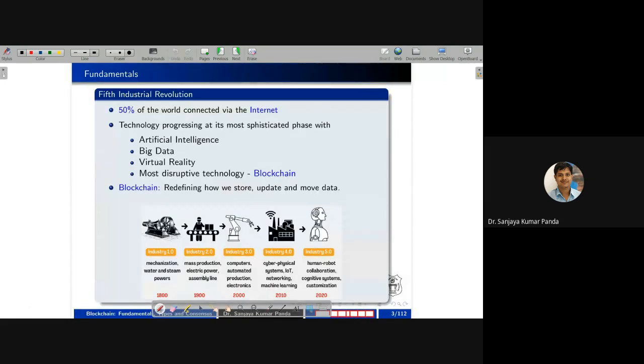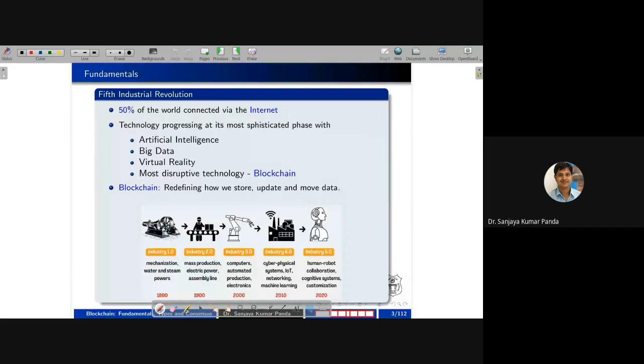Now, coming to the fundamental part, first we will discuss the industrial revolution, starting from 1.0 to what we are talking about now, 5.0. In industry 1.0, there was no electricity. Power was generated from hydropower, or machines worked with the help of water. In the manufacturing sector, production was very difficult. Later, we could generate electricity from water or steam power. So in comparison to industry 1.0, in industry 2.0 production increased a little bit.